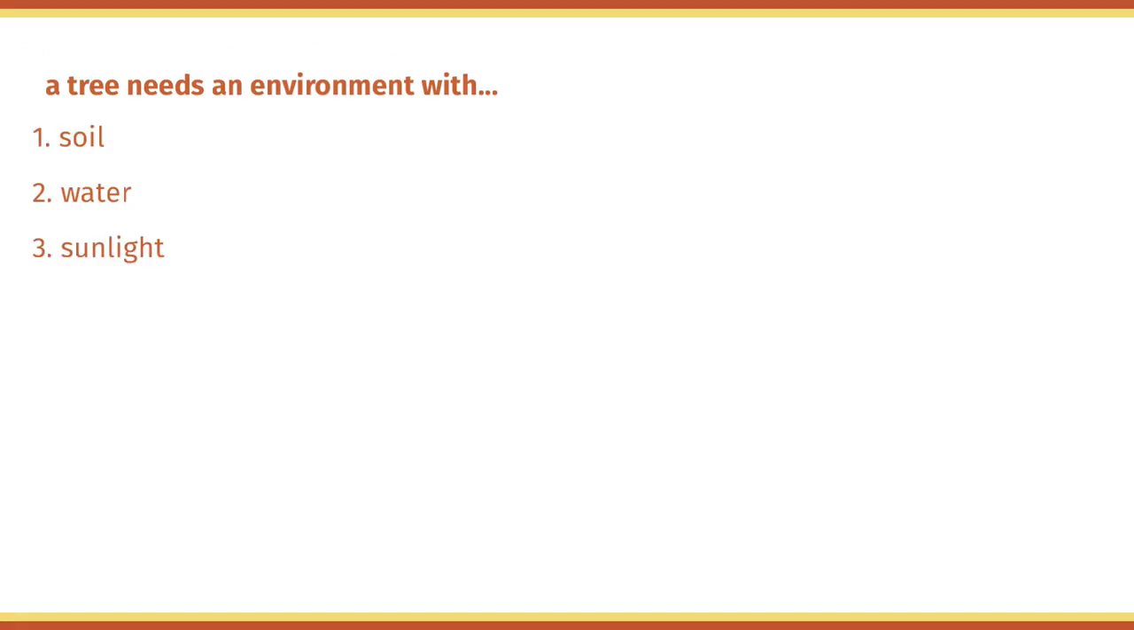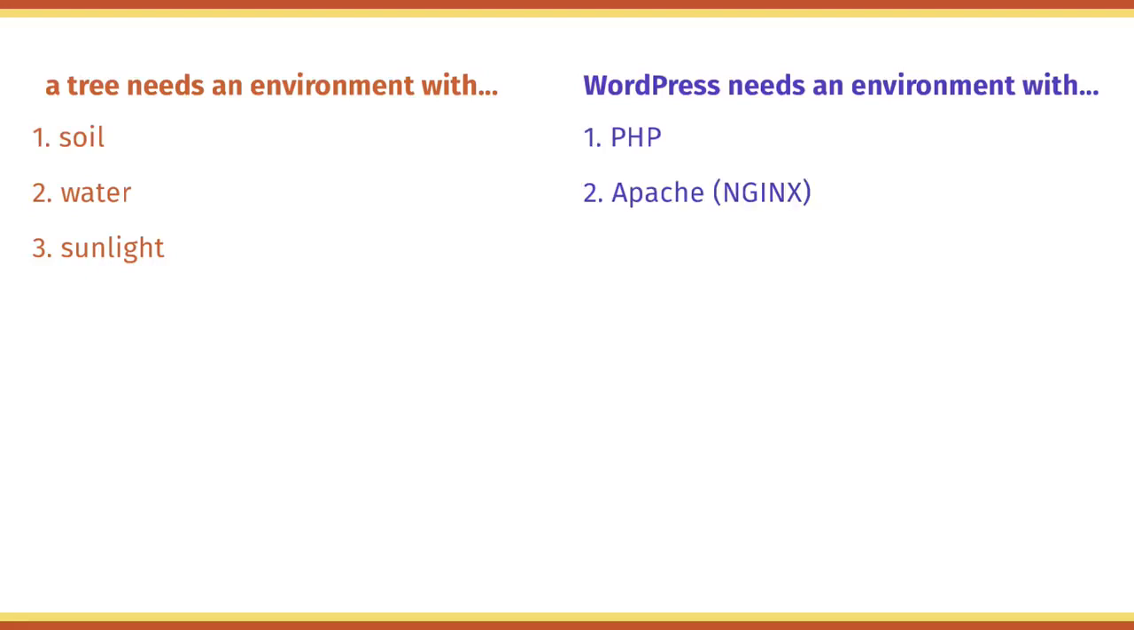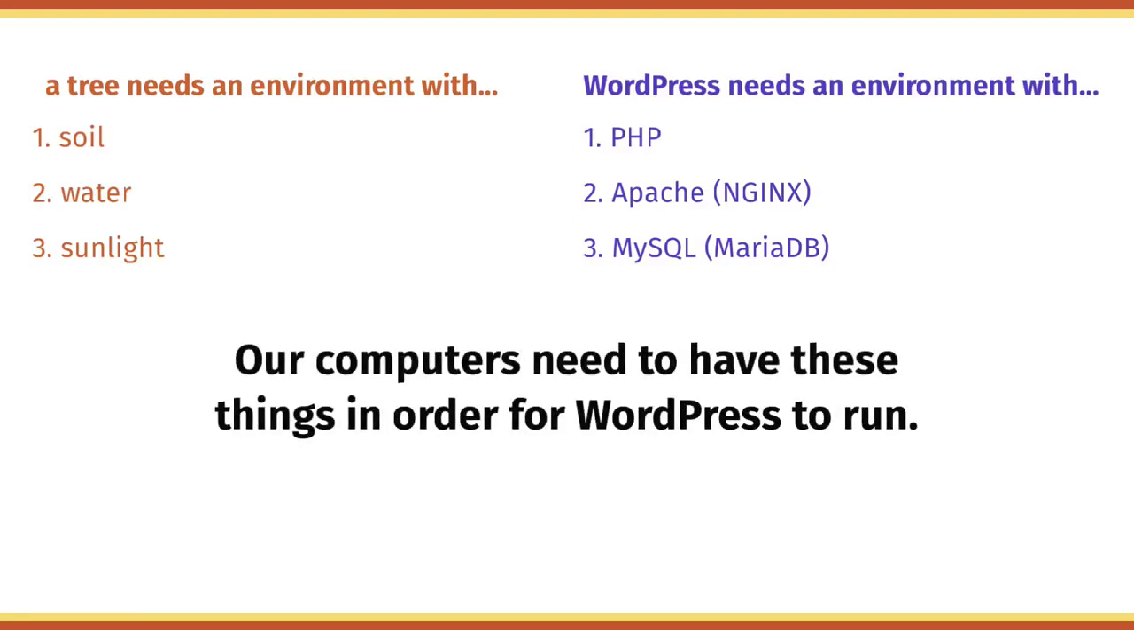We can't just plant WordPress anywhere on our computer. WordPress needs an environment with the following three things. Number 1, PHP. Number 2, Apache or Nginx. And number 3, MySQL or MariaDB. Now don't worry, I do not expect you to know what any of those things are. But for now, just know that our personal computers need to have these things in order for WordPress to run.